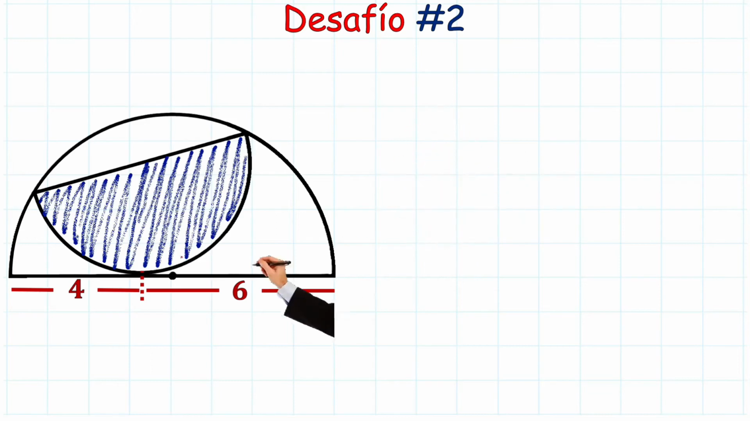Hello friends, let's solve this beautiful exercise we have here. We need to find the shaded area of the figure. We have a large semicircle and inside we have a small semicircle.